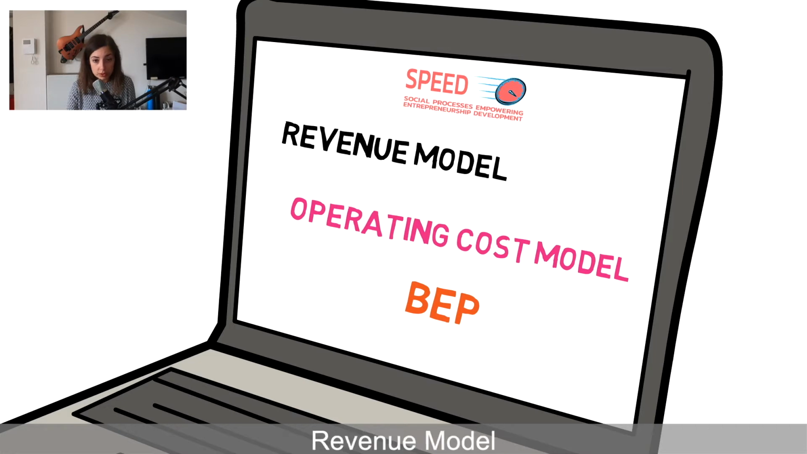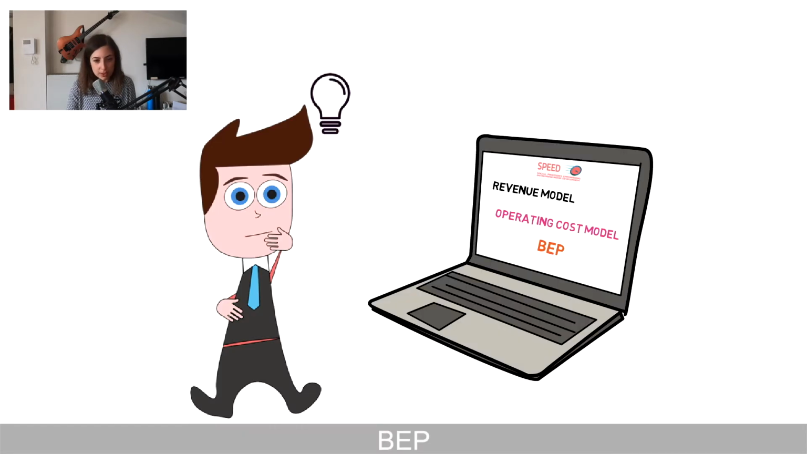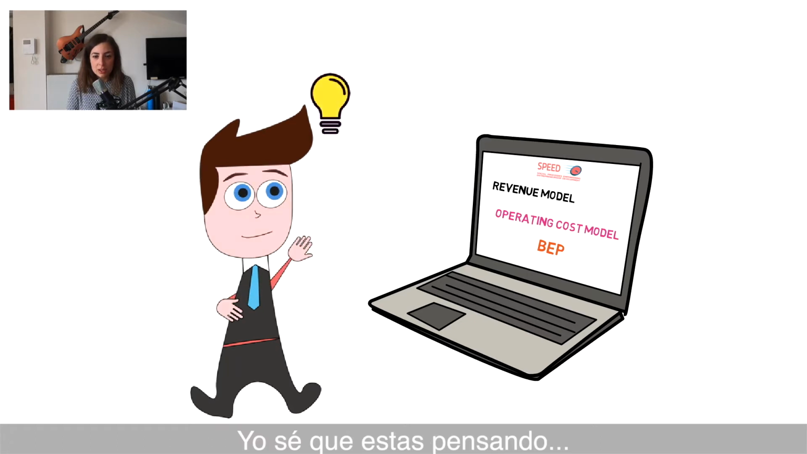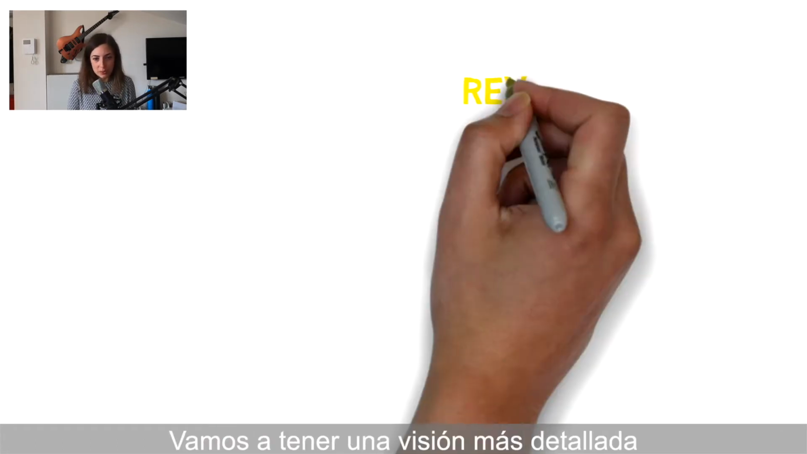Revenue model, operating cost model, and BEP. Okay, but what are they? I know what you're thinking now, but let's have a more detailed view of them.